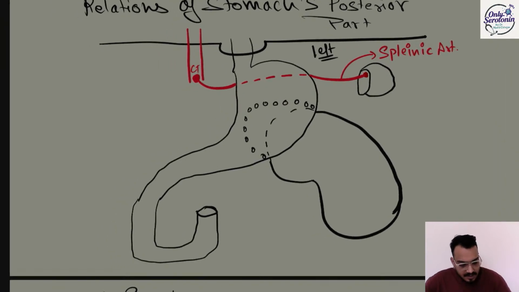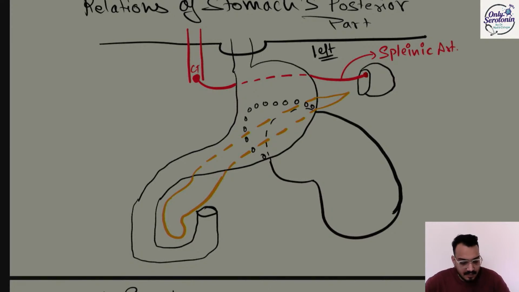What else are we having, guys? All of us know one more thing: this C-shaped organ is my duodenum, and in between the duodenum, I am going to have the pancreatic head. So the head of the pancreas is present in between the duodenum. Then the body of the pancreas is present behind the stomach, and the tail of the pancreas is trying to kiss the spleen. That's how it is going to be, right?